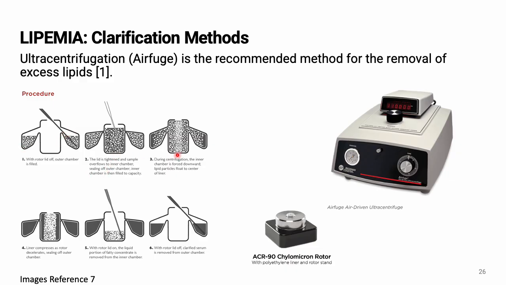The container is placed into a small rotor, which is then placed into the Airfuge for ultracentrifugation. During the centrifugation step, lipids move into the central chamber, and the clarified sample moves into the side chambers. Following centrifugation, the central core fluid is removed and discarded, and the clarified specimen is removed from the side chambers. The clarified specimen is then used for biochemical analysis.